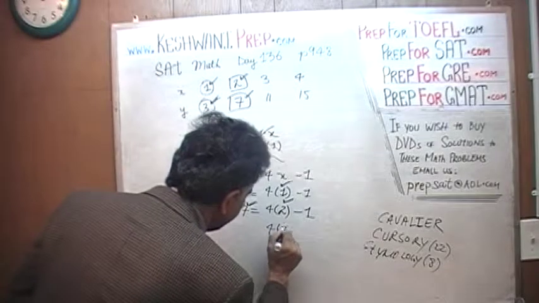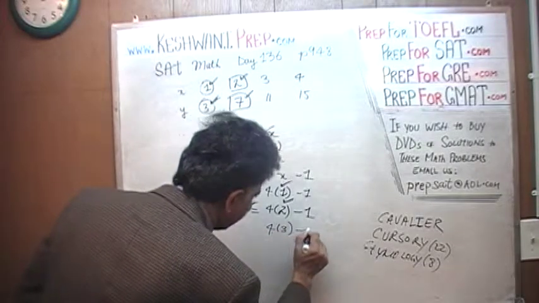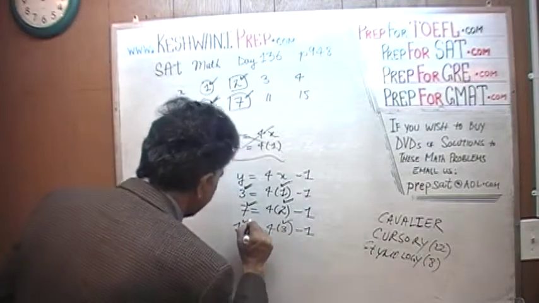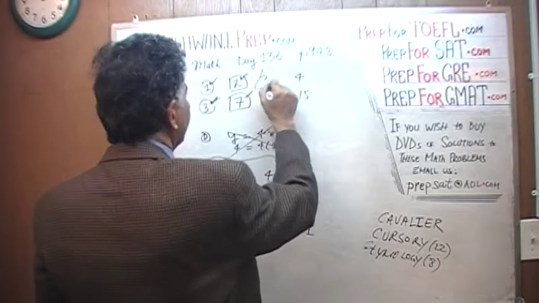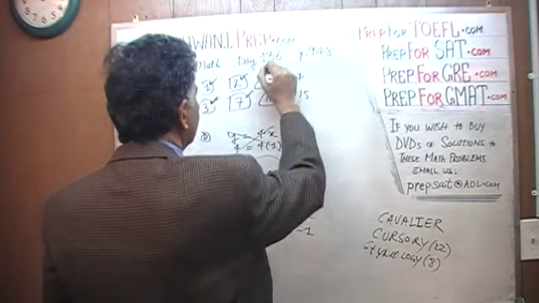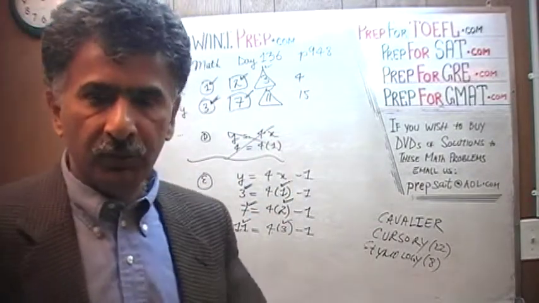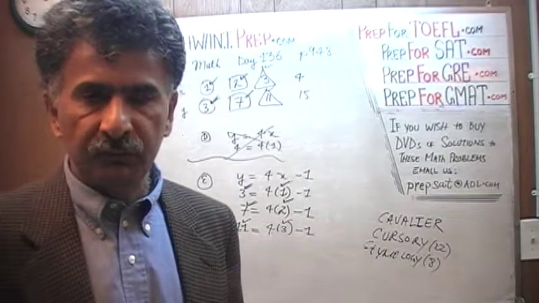When x is 3, 4 times 3 is 12. 12 minus 1 is 11. The answer is 11. So when x is 3, y is 11. You see? We didn't even have to do the third one, because we found out that the first four do not work.